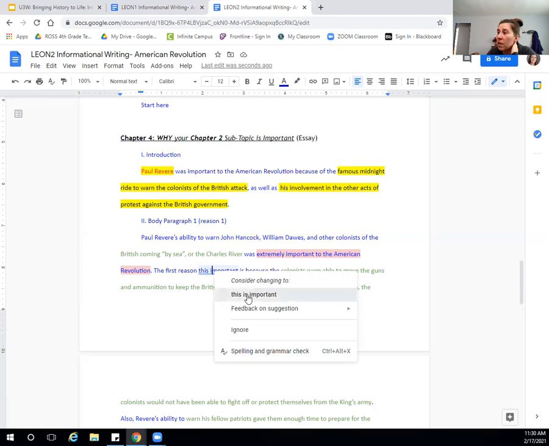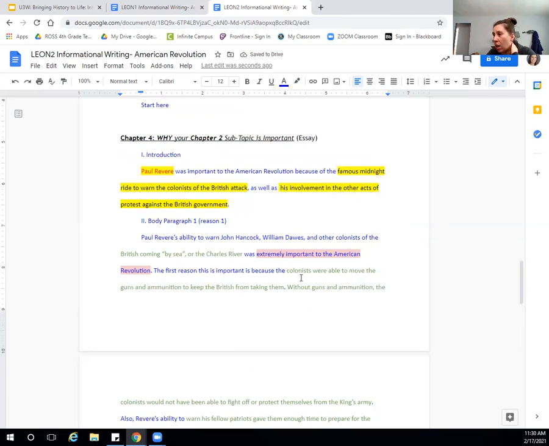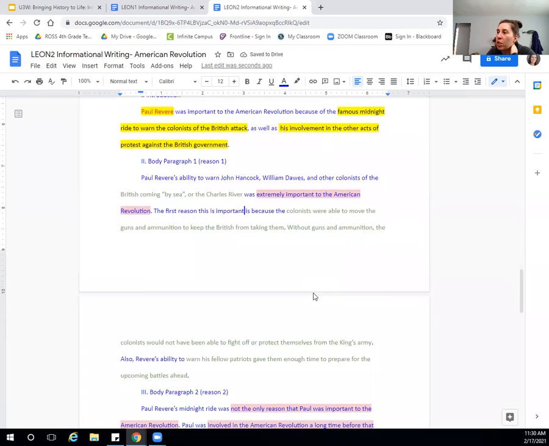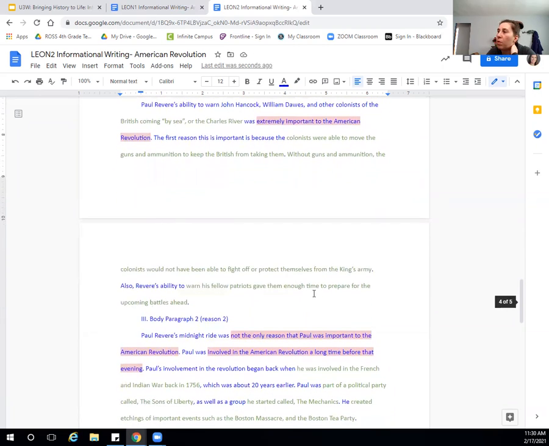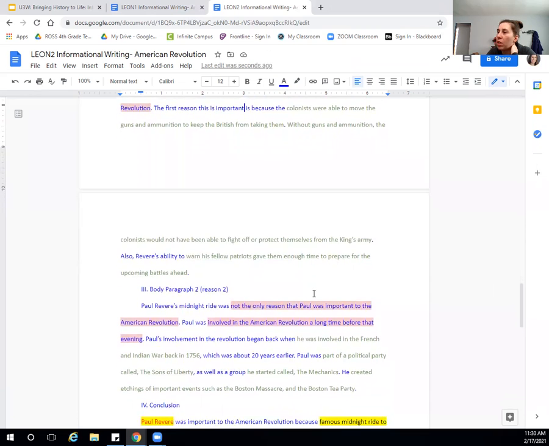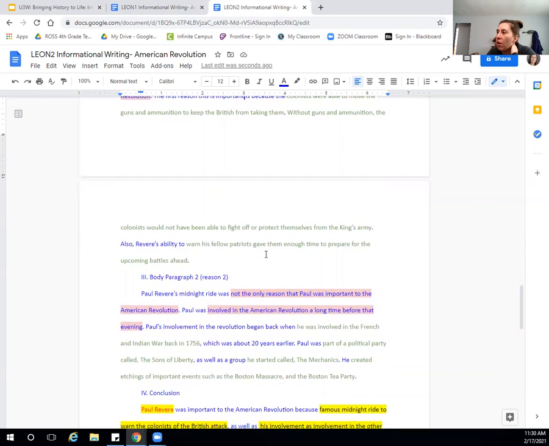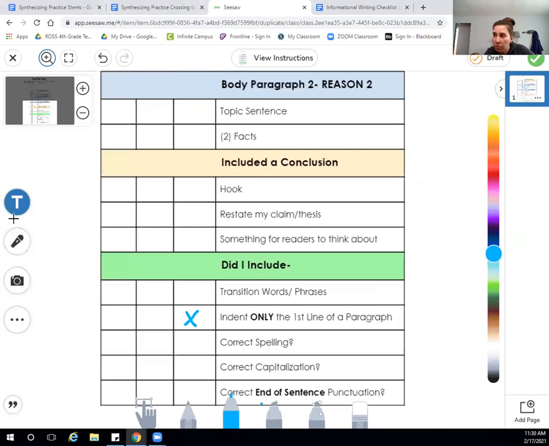The first reason this is important is because the colonists were able to move the guns, ammunition to keep the British from taking them. Without guns and ammunition, the colonists would not have been able to fight off, I'm going to add a comma there, or protect themselves from the king's army. Also, Revere's ability to warn his fellow patriots gave them enough time to prepare for the battles ahead. So that's only one paragraph that I am doing the spelling and the capitalization. So I'm starting to, I cannot say that I'm there yet.